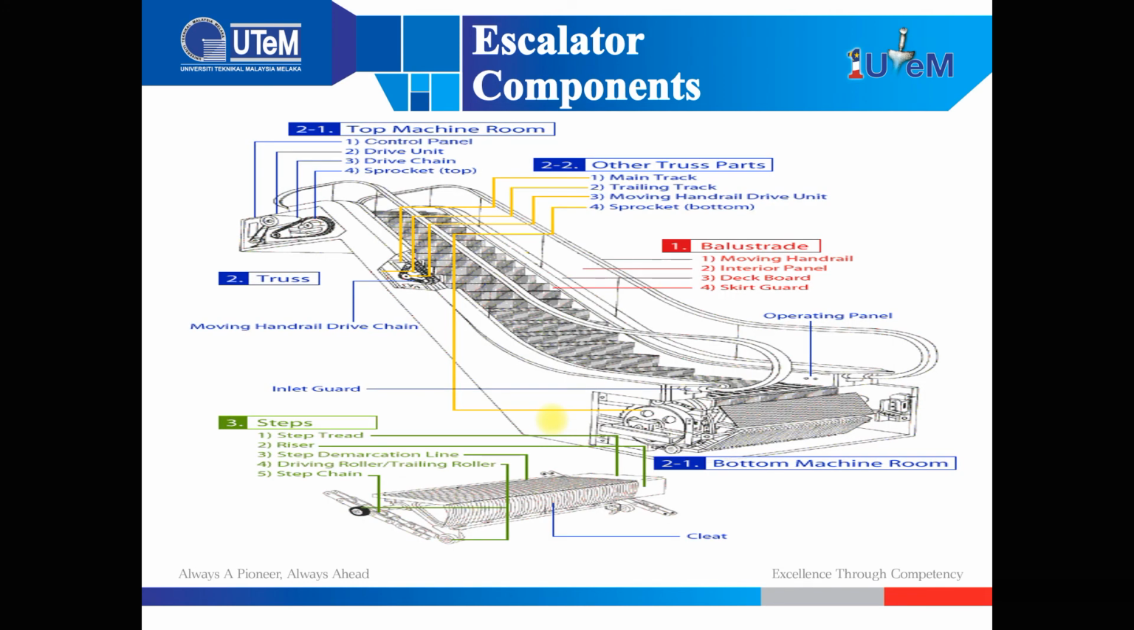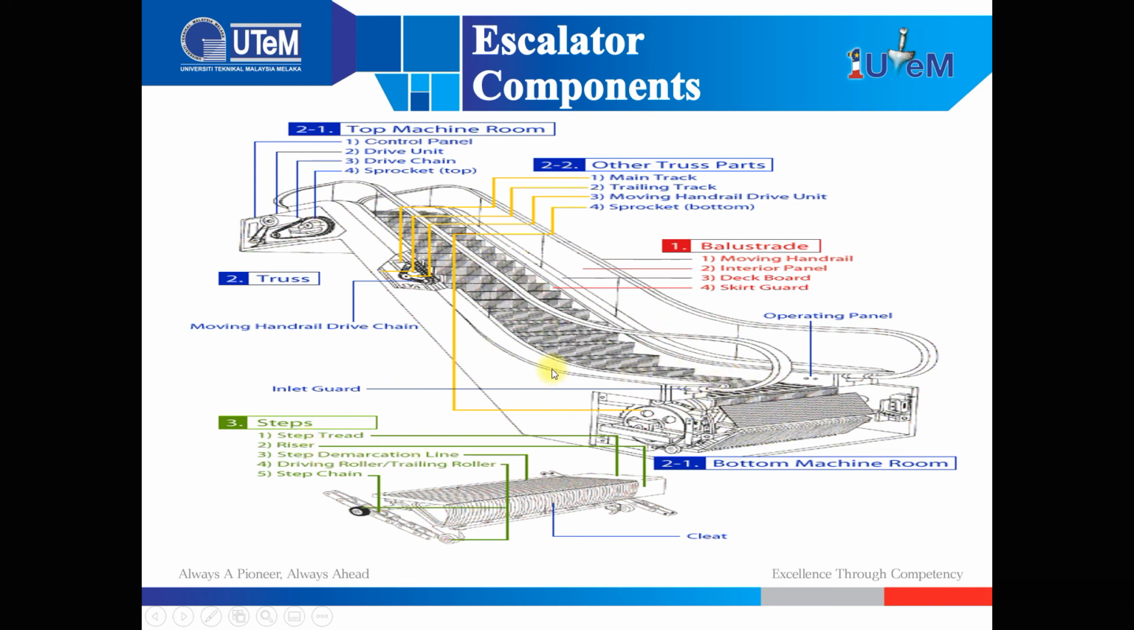So this one is the escalator component. As we can see here, the steps and then the truss. Okay, the truss is the structure lah, we call as the truss. And then top machine room, where in the top machine room we have the control panel, drive unit, drive chain, sprocket. So during the maintenance purpose, basically the maintenance operator will do the job in this area lah. Okay, untuk bottom machine room, this one is only operating pen, only to apa nama, to catch the step lah, to make sure the step is continuously cycling.